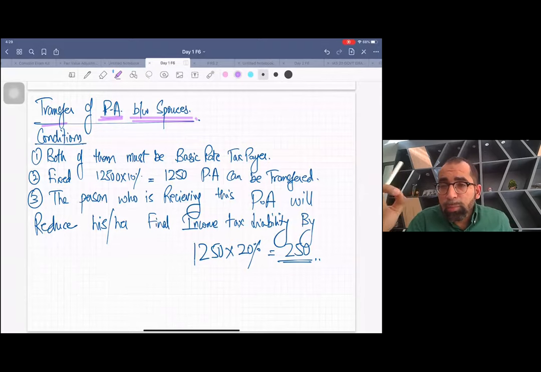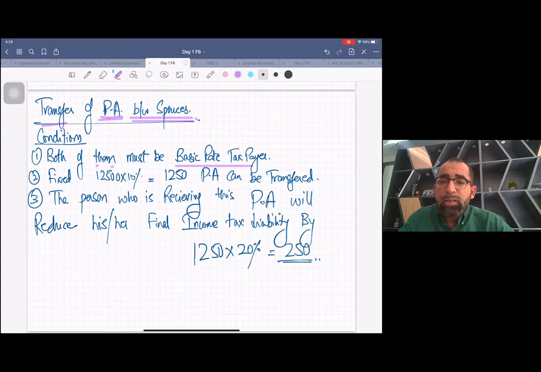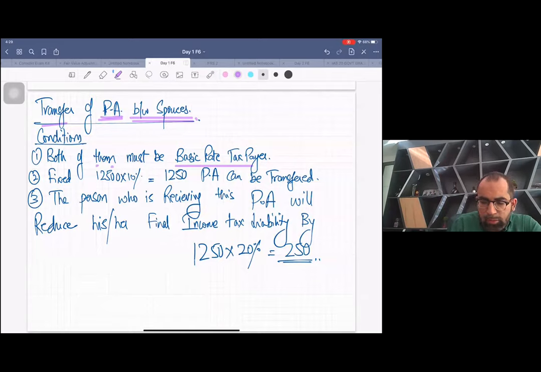Listen, this session is for revision, a recalling session for you guys. First of all, both of them must be basic rate taxpayers. That means both of them have taxable income of less than 37,500. Now, fix 12,500 times 10%. The normal personal allowance is 12,500, times 10% is 1,250. A fixed 1,250 of personal allowance can be transferred. This is the fixed amount which can be transferred.